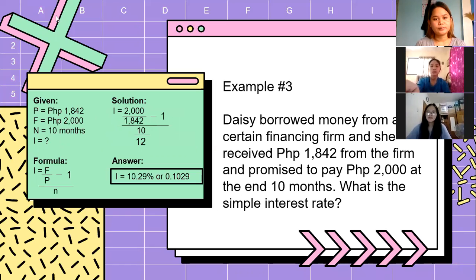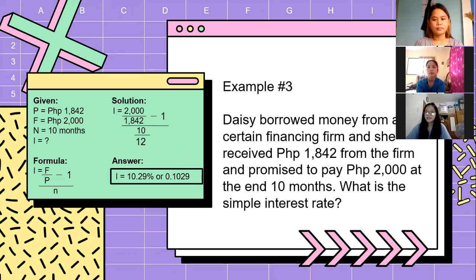Next is the last example. Daisy borrowed money from a certain financing firm and she received 1,842 pesos from the firm and promised to pay 2,000 pesos at the end of 10 months. What is the simple interest rate?